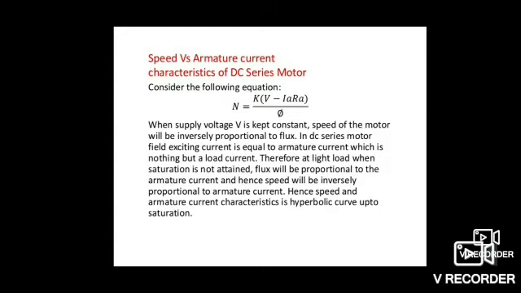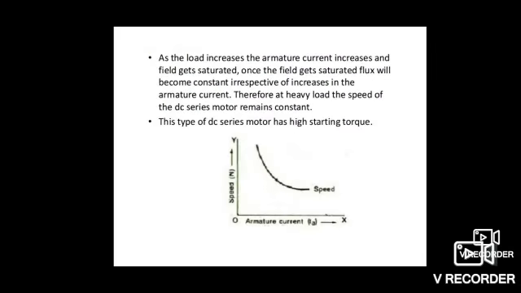At light load, that is for smaller load, Ia is very small. When saturation is not attained, flux will be proportional to the armature current, and hence speed will be inversely proportional to the armature current. Hence, the speed and armature current characteristic is a hyperbolic curve up to saturation. See the curve, it is the hyperbolic curve. It is the graph between speed and armature current. Speed is on the y-axis and armature current is on the x-axis.